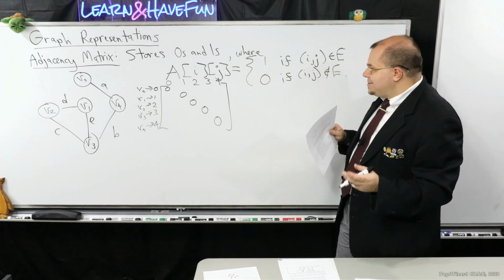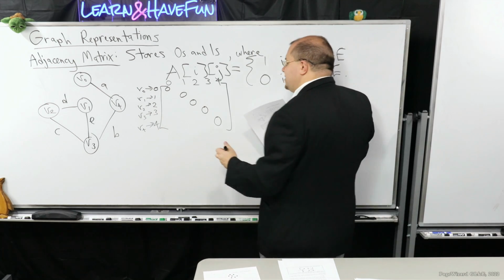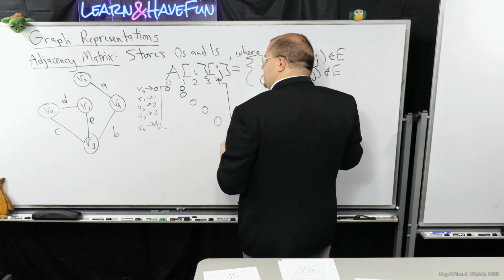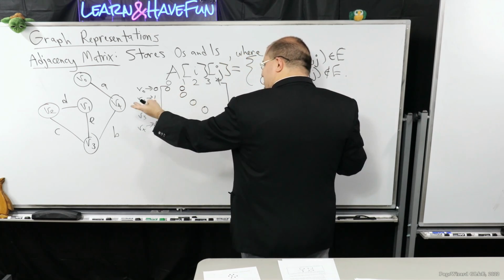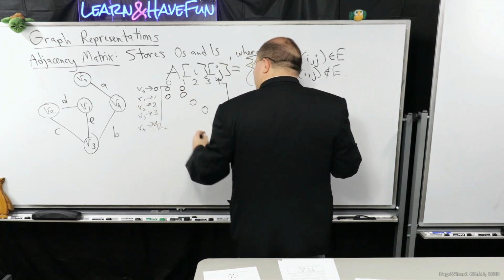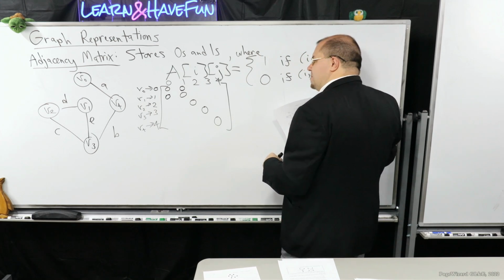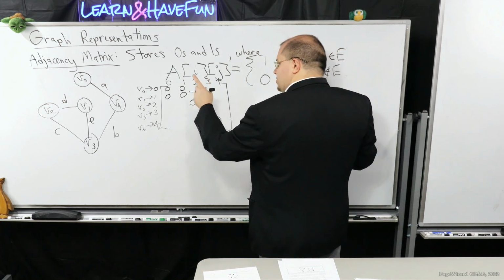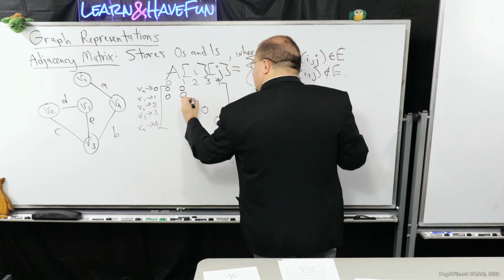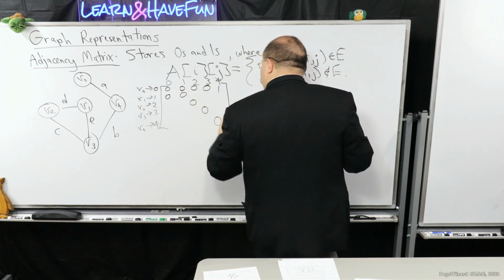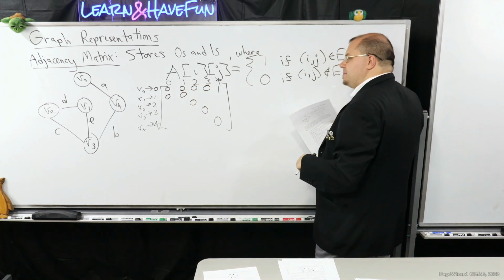Now, V0 is not adjacent to V1, so you know it's not there. You can also notice that V1 isn't adjacent to V0, so I'm just going to put 0 there too. Okay, V2. Now V0 is not adjacent to V2. It's only adjacent to V4, so you know there's just going to be a 1 there.